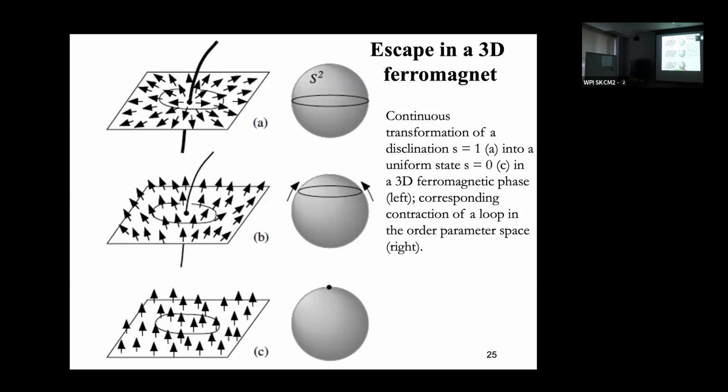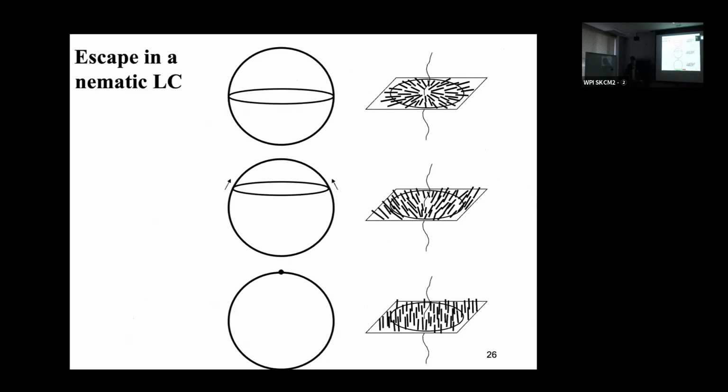You will see that I can smoothly rotate all of them, and then I see no singularities, no defects at all. That corresponds to representing that whole state with a single point in the order parameter space. And so this is a geometric visualization of that contraction of the circle on a sphere that we looked at earlier. Now, in a similar way, I can do this for line director fields, right?